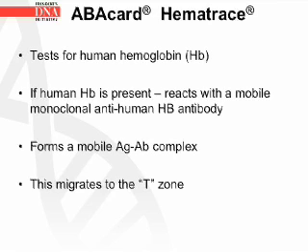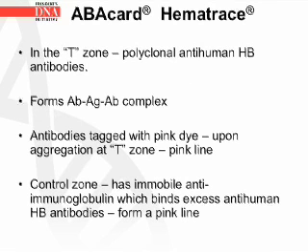The ABAcard HemaTrace tests for human hemoglobin. If human hemoglobin is present, it reacts with a mobile monoclonal anti-human hemoglobin antibody. This forms a mobile antigen-antibody complex, and then this migrates to the T-zone. In the T-zone, there are polyclonal anti-human hemoglobin antibodies. This forms an antibody-antigen-antibody complex. The antibodies were tagged with a pink dye, and upon aggregation at the T-zone, a pink line is seen.